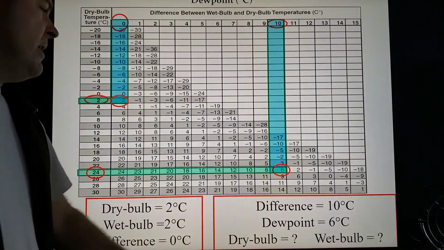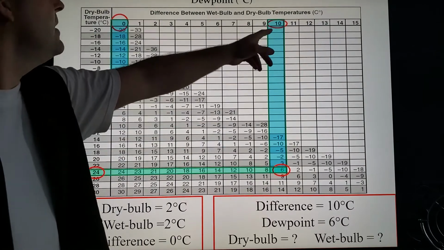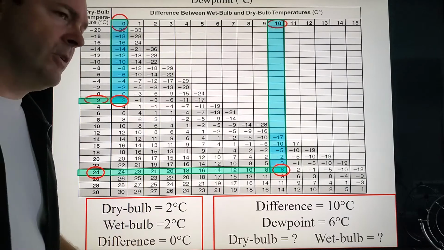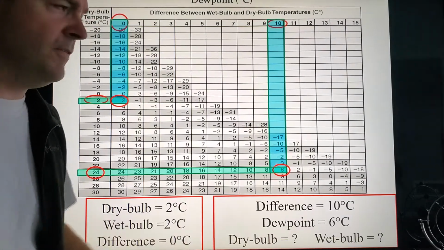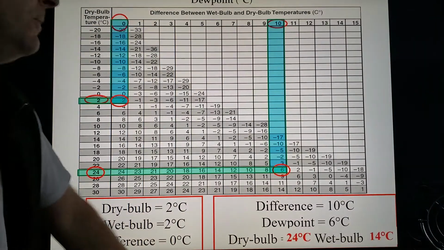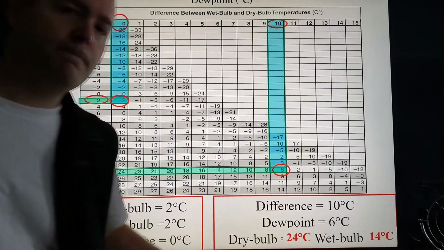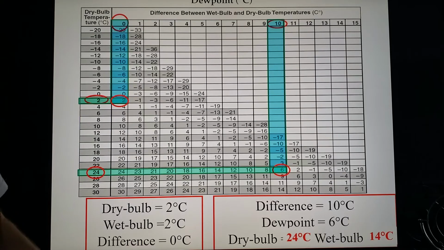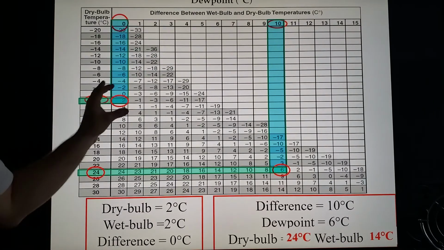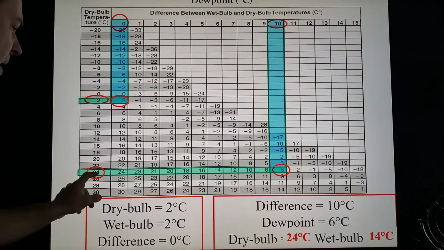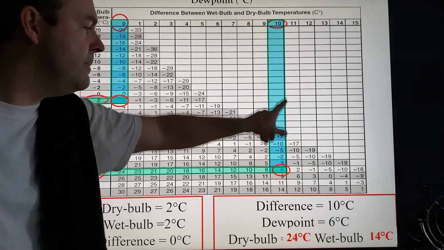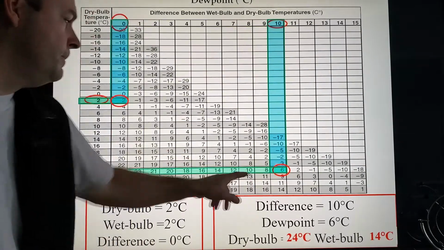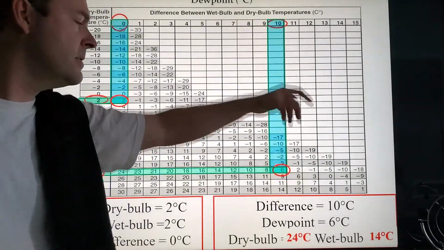Well, now what is the wet bulb? Well, we have a difference of 10. The dry bulb is 24, so you say, all right, 24 minus 10 gives me the wet bulb, and of course, that would be 14 degrees. Okay? So you can use these charts a couple different ways. You can go forwards, backwards, or kind of in between. Either way, the goal, of course, is to get these two numbers to meet up. Once you get these two to meet, it can ask you for anything where they connect.